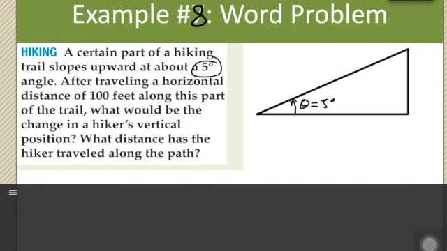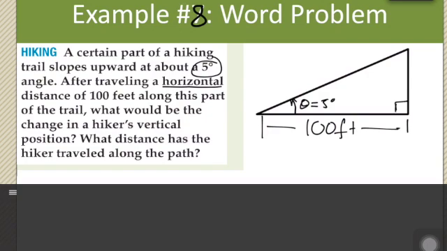So after traveling a horizontal distance of 100 feet, whenever you see vertical or horizontal distance, that is meaning the legs of the triangle, right? So in this case, they're saying that this is 100 feet horizontally. If they just said he walked 100 feet along this path, then they would have meant the hypotenuse. So let me just add that right angle there.